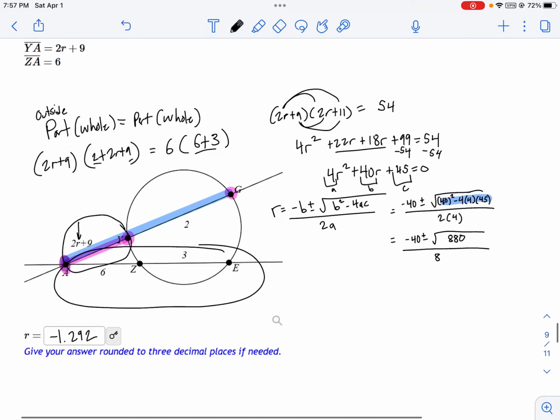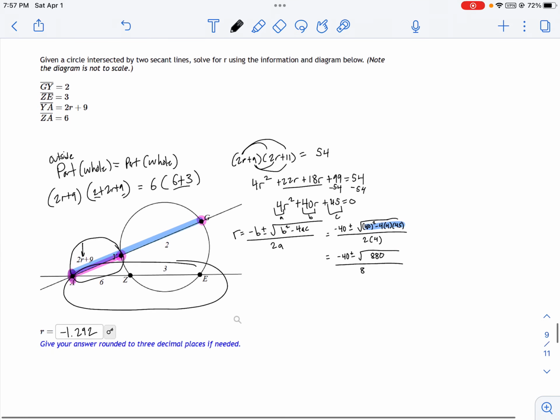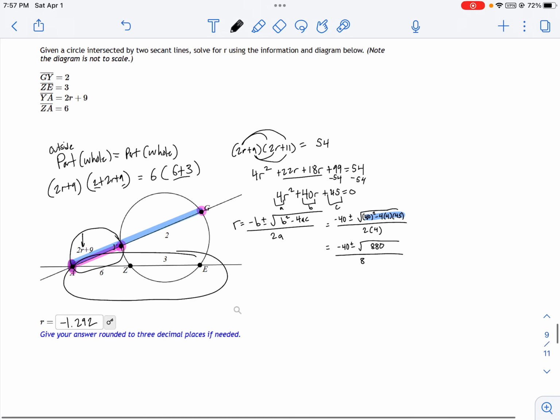And that's it. It's really just a matter of knowing your relationship, setting it up, and factoring if you can. If not, use the quadratic formula, and then you'd be good to go. Make sure it comes back positive, and that was it.